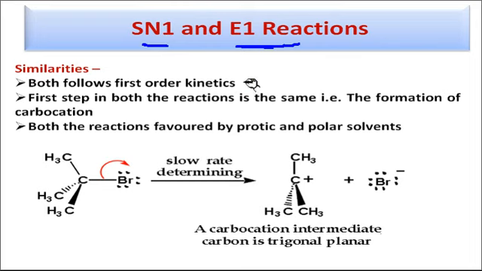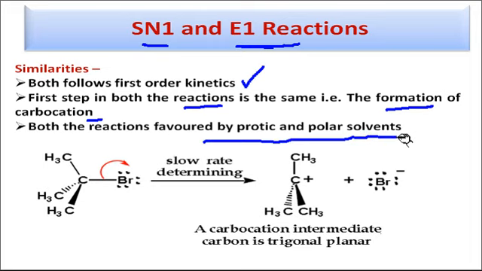First, both these reactions follow the first order kinetics. In both reactions, the first step is the same. What is that step? That is the formation of the carbocation. Both of the reactions are favored by the protic and polar solvents. So SN1 and E1 reactions are competitive reactions with each other.